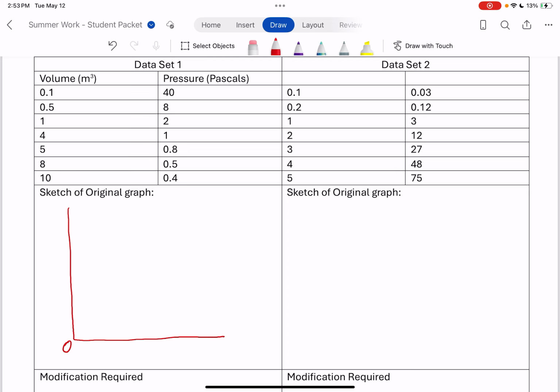We have x and y, which is volume and pressure. So I want to make sure I have it labeled with the actual variables. We're not interested in x and y. This isn't a math class. And pressure will go on the y-axis in pascals. And our biggest volume is 10. You want to make sure you're using up as much of the graph as possible. So I'm going to go up by 1, so that seems easy enough.